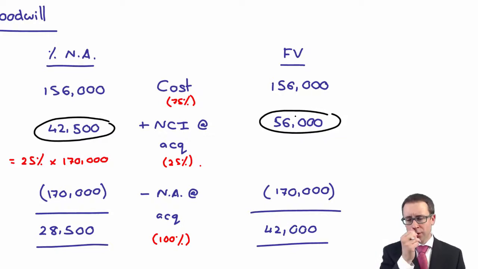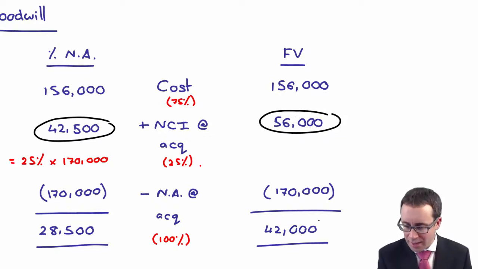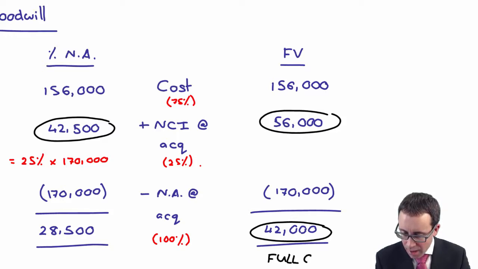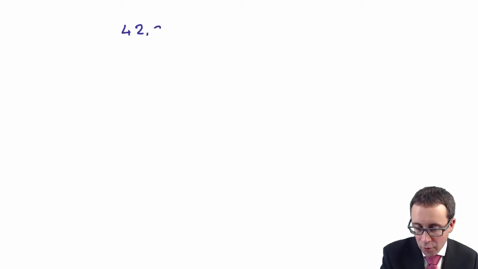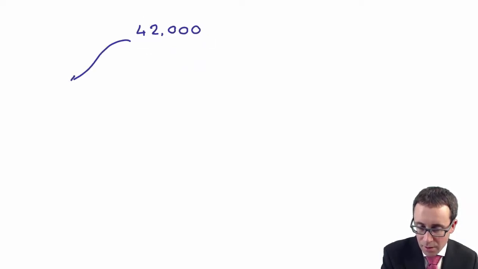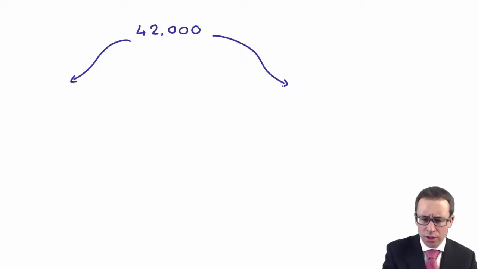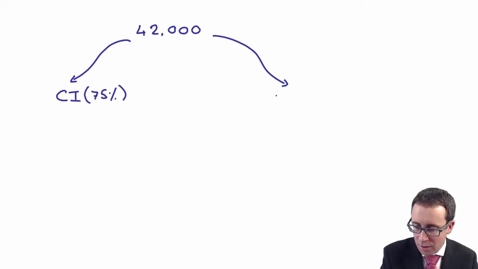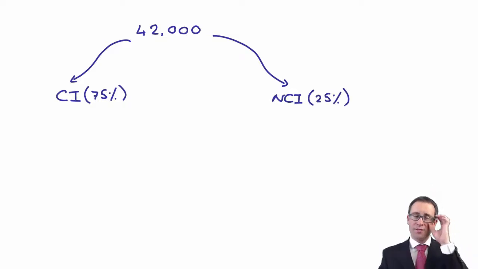Now I'm going to show you a nice little trick that hopefully brings everything together. When you look at this 42,000, we refer to it as your full goodwill. Now what do we mean by the full goodwill? Well, let's explain. Let's take the 42,000 and move that more into the center of my page. Because that 42,000 represents not just the controlling interest's goodwill, our 75% ownership, but it also represents the non-controlling interest's 25%.